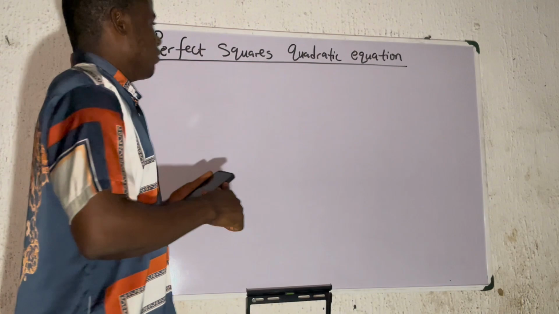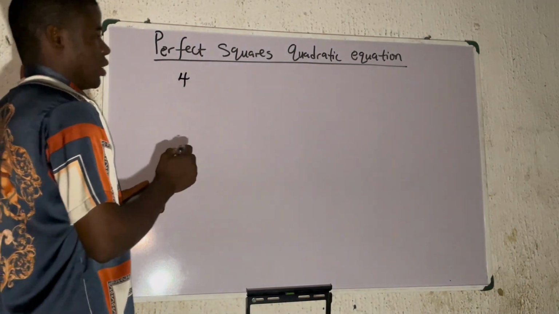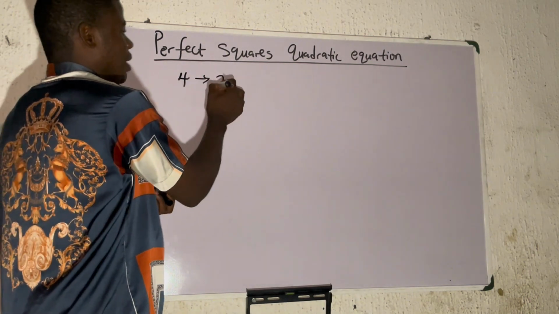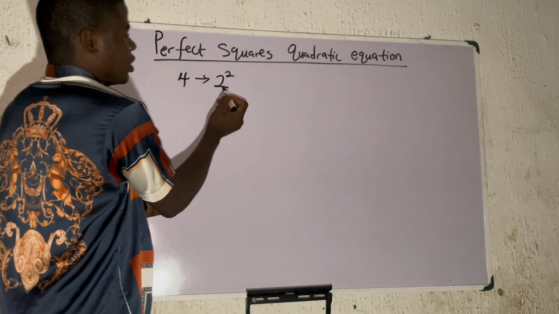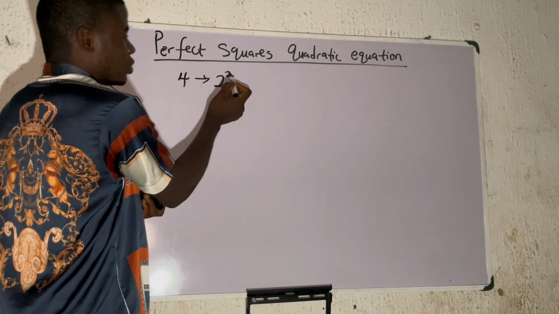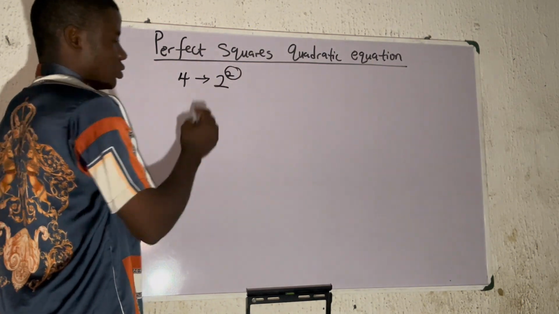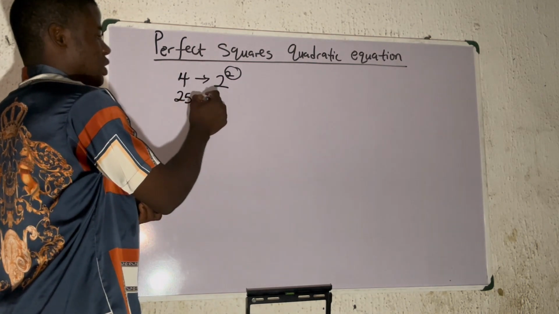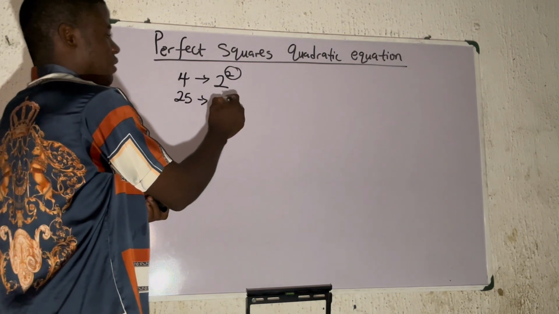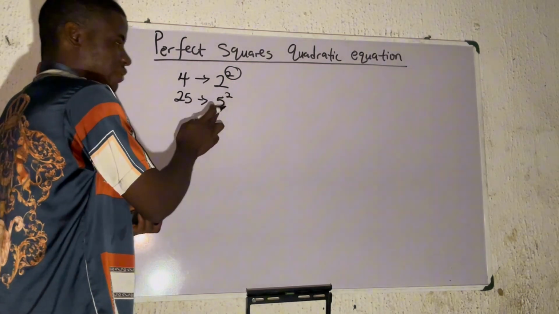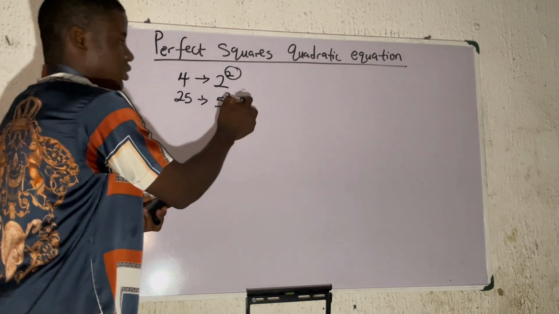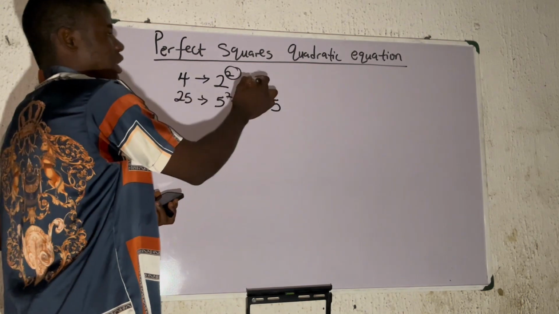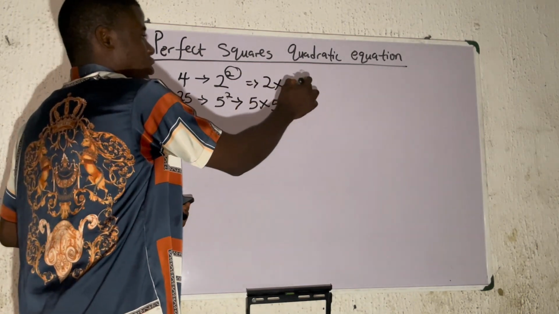Watch what I mean. If I say that 4 is a perfect square, 4 is an integer, right? Now this 4 can be expressed as the second exponent of another integer: 2 raised to power 2. Does it make sense? Therefore 4 is a perfect square. Now 25 is a perfect square, because 25 can be expressed as the second exponent of another integer, 5, which means that 25 equals 5 times 5. The same thing happens in 4: another integer times itself, which is 2 times 2.